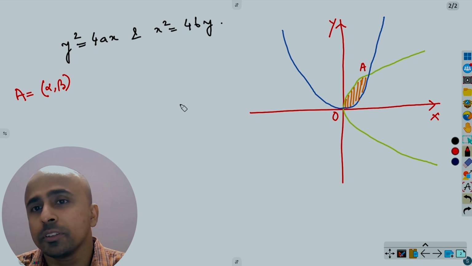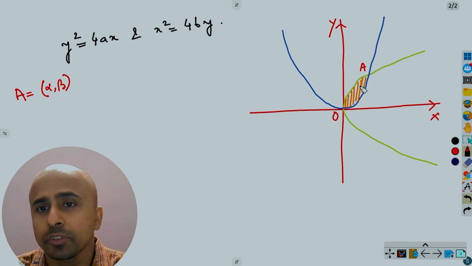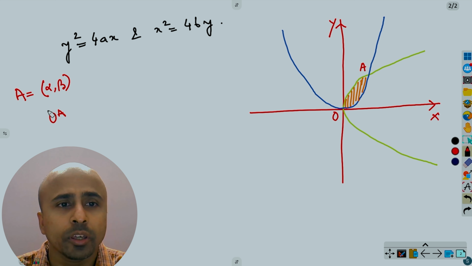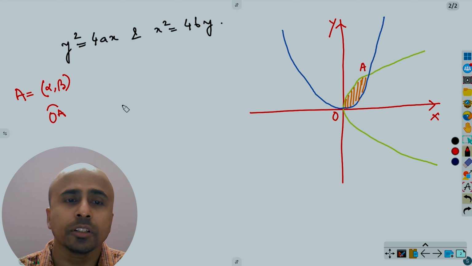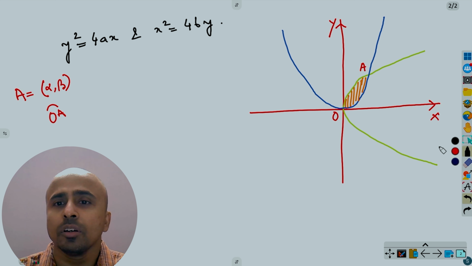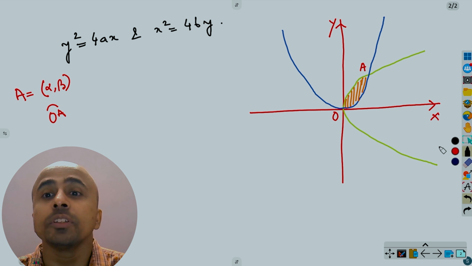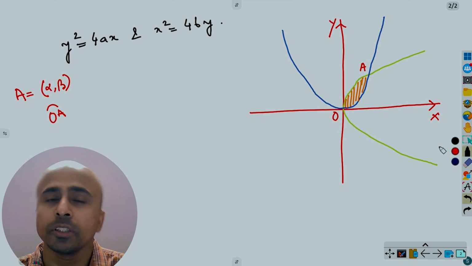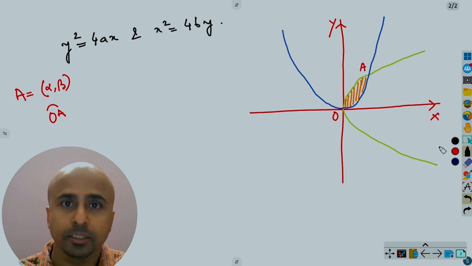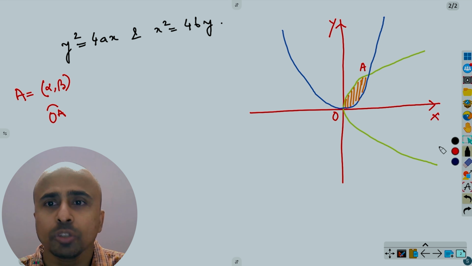So since you have to evaluate the area of this part, let's say OA, this orange region, we know the coordinate of O, we have to evaluate the coordinate of A in order to evaluate the area of this region, because that will be our upper limit. Yes, we know the lower limit, but we need to know the upper limit. Only then we can evaluate the area, and we will obtain the upper limit only if we know the coordinate of A. So how to get the coordinate of A?